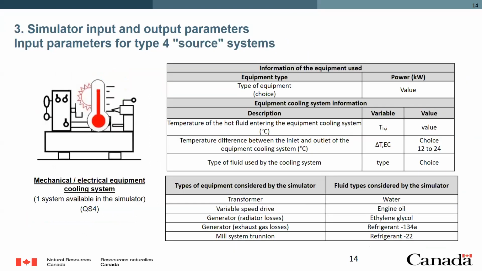Finally, for the type 4 source, which is a little bit similar to the type 3, there's a choice of 5 types of equipment that can be considered, and also 5 types of fluids considered for the cooling system of those equipment. Then you have to input the value of the power of the equipment, the temperature of the hot fluid entering the cooling system, the temperature difference between the inlet and outlet, and also the type of fluid used for the cooling system, which is one of the 5 choices that I mentioned.